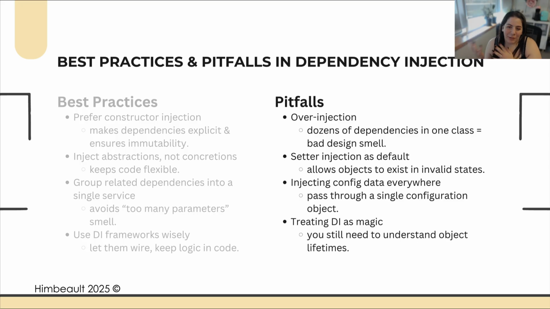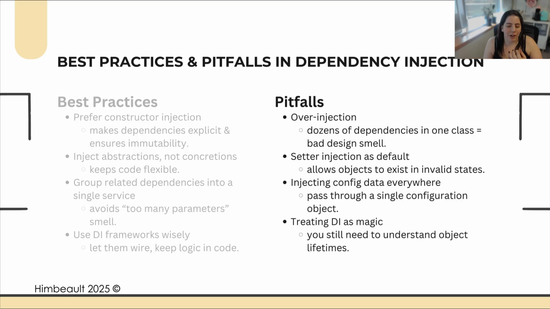On the flip side, we're going to look at the pitfalls. So the first is, of course, that I give you a hammer and everything looks like a nail. We have this problem of over-injection. If we have dozens of dependencies in one class, we end up with really smelly code. We want to make sure that we're still being very careful and using this when it's appropriate and the appropriate amount.